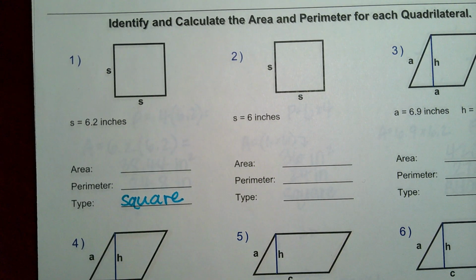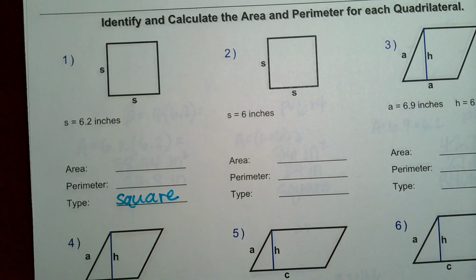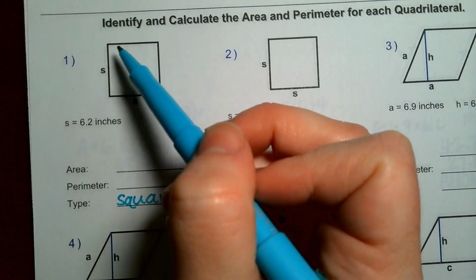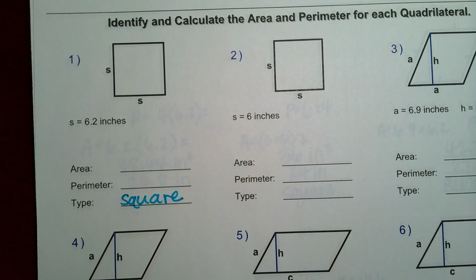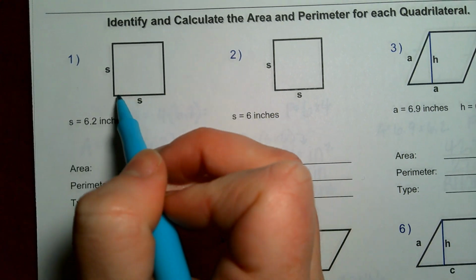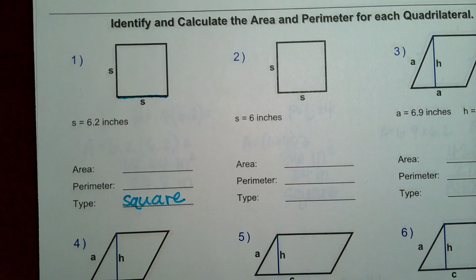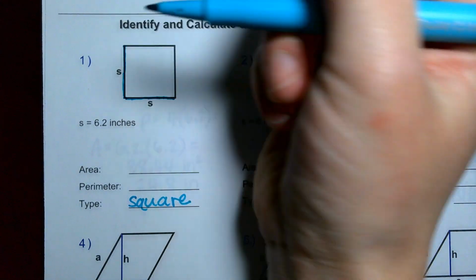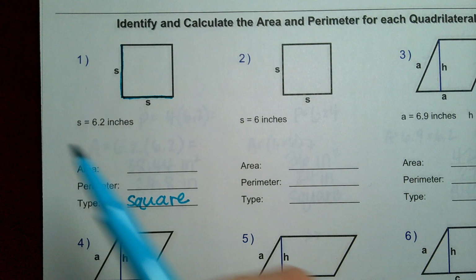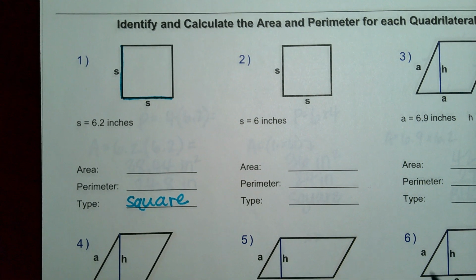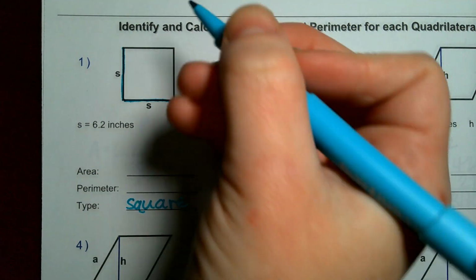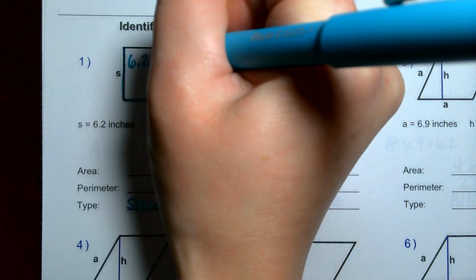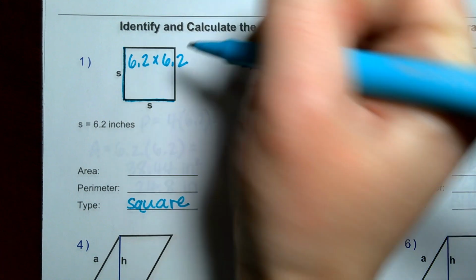Now, how would I solve for the area of this square? Remembering that the area tells us how much space the item takes up, we do base times height. This is the base of our shape. This is the height of our shape. Both are 6.2. So what am I multiplying together? 6.2 times 6.2.